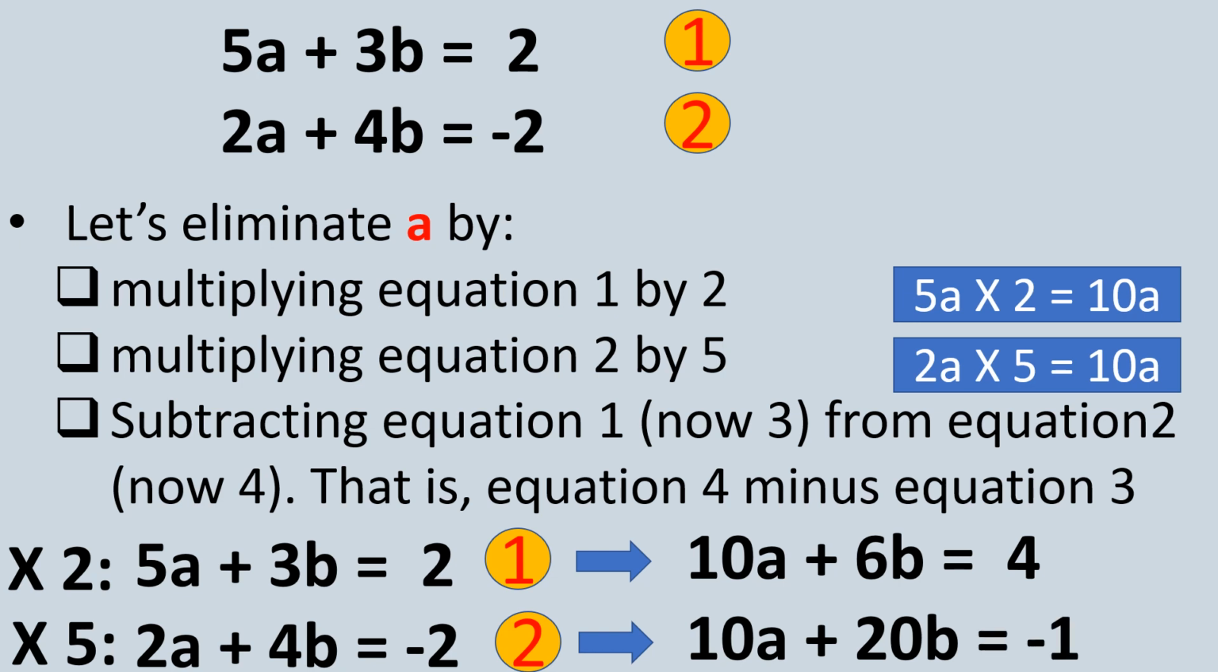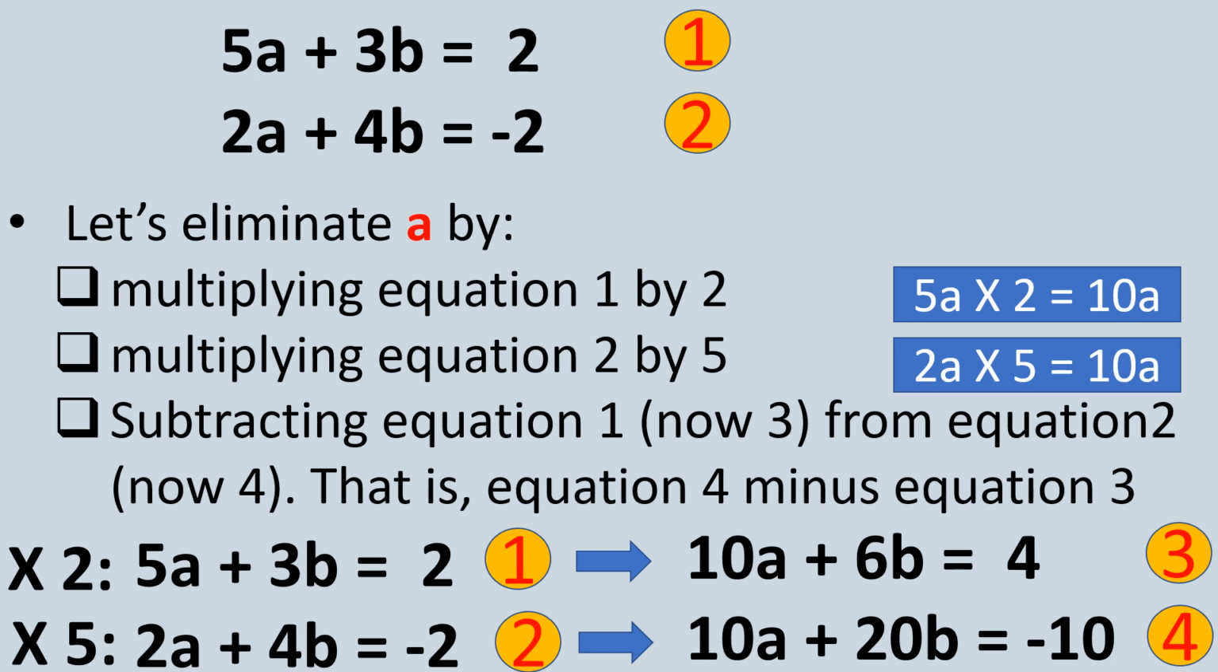So just like I said earlier, we are multiplying equation 1 by 2, and that's what we get on the right hand side. We have 2 multiplying 5A to give us 10A, and then we have 2 multiplying 3B to give us 6B, and we have 2 multiplying 2 to give us 4 on the right hand side, and that gives us the new transformed equation, which is now called equation 3.